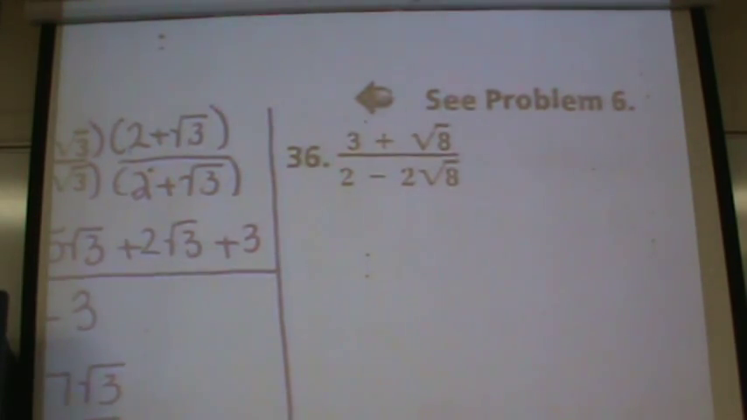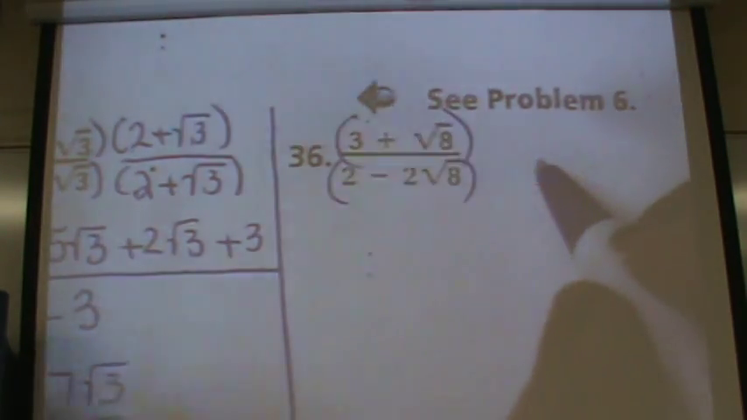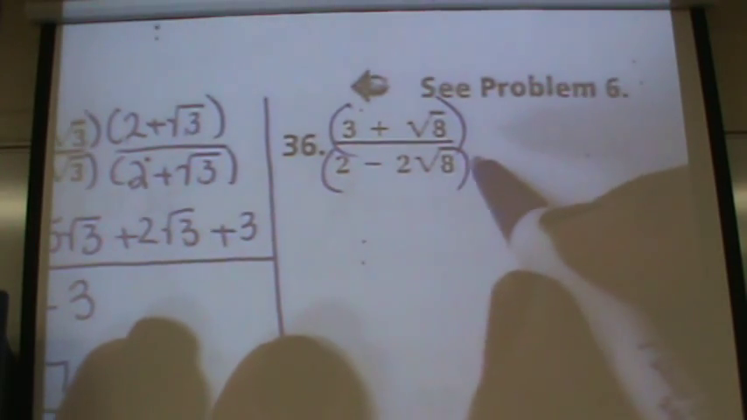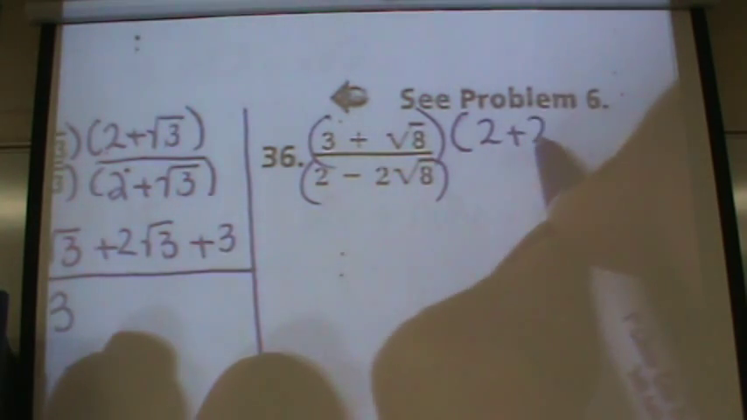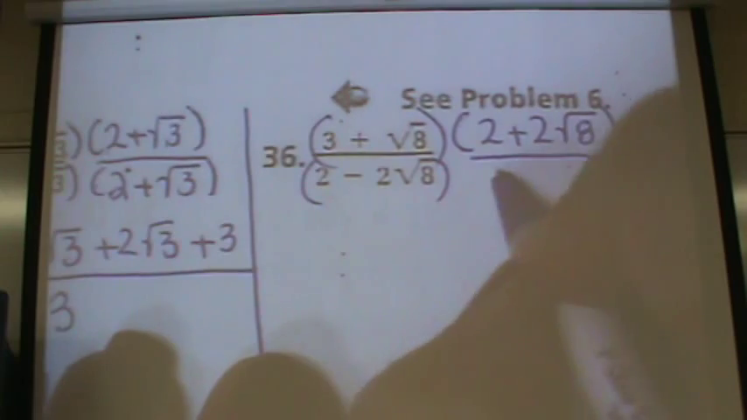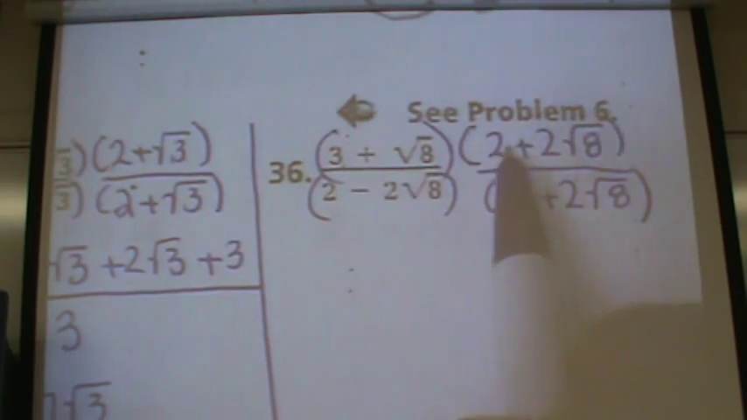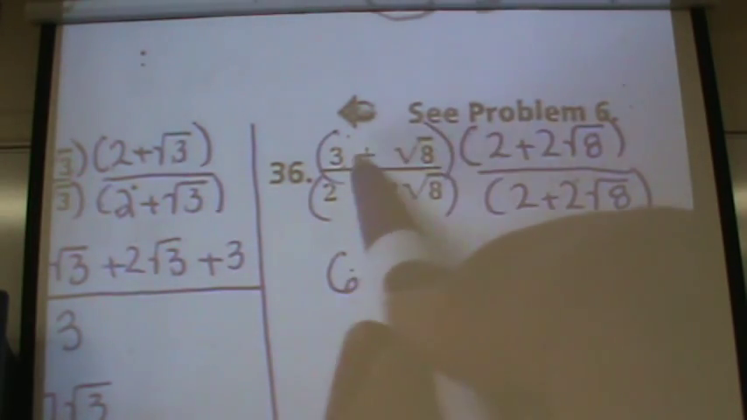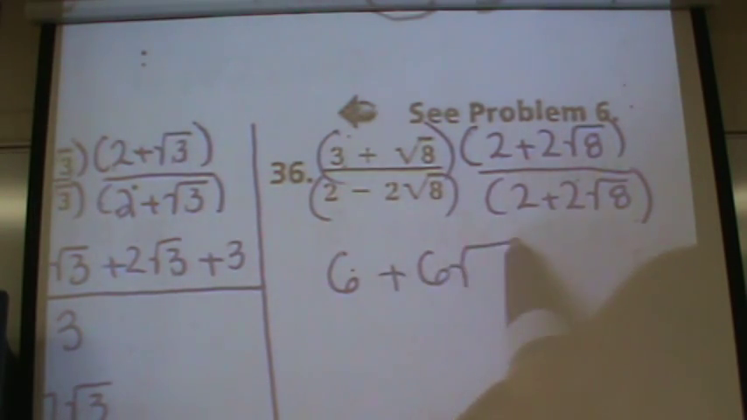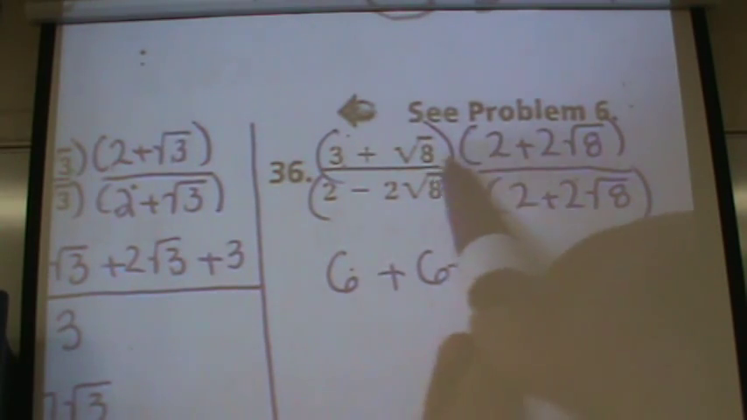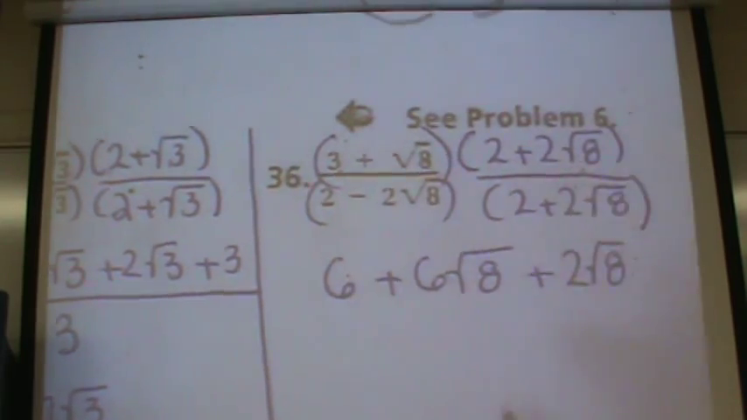What's the conjugate of 3 plus 2 square root 8? Now, you could simplify root 8, but we'll just leave it for now. The conjugate you said is 2 plus 2 root 8? Let's multiply. What's 3 times 2? 6. What's 3 times 2 root 8? It'd be 6 root 8. And then we have 2 root 8.